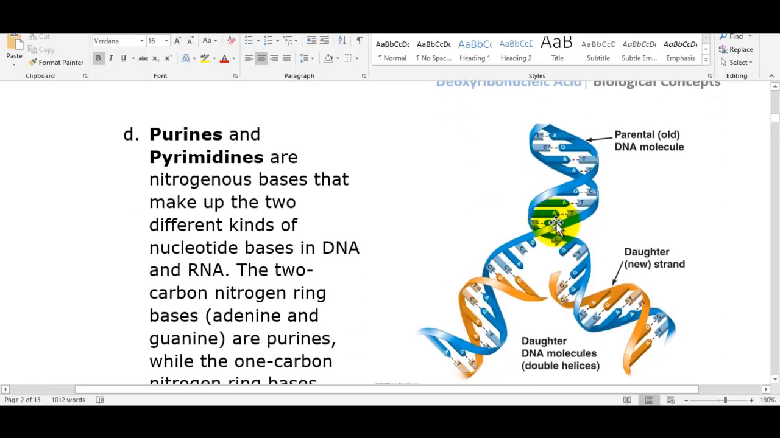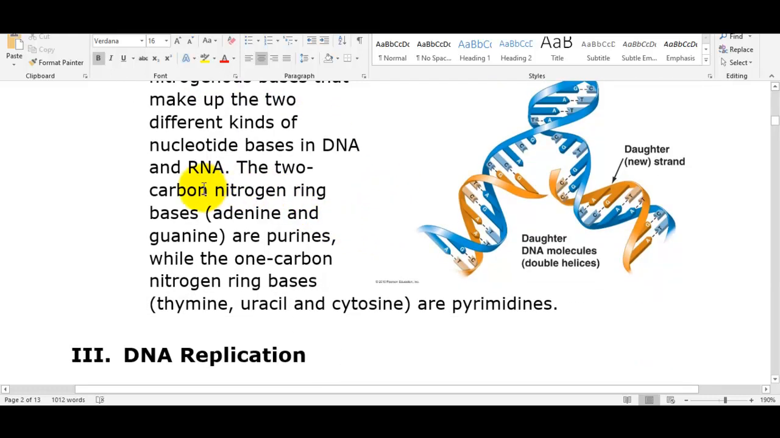So there are categories and it depends on their actual biological or biochemical makeup. Purines and pyrimidines is what you hear about these. The two carbon bases, adenine, guanine, are purines. It's just a category. And then the one carbon nitrogenous ring bases, thymine, uracil, and cytosine, are pyrimidines.